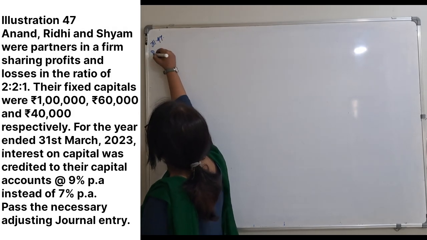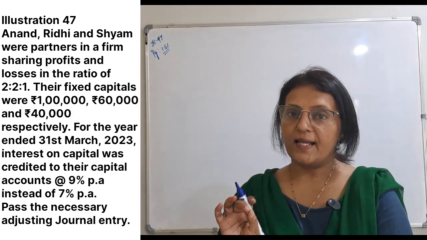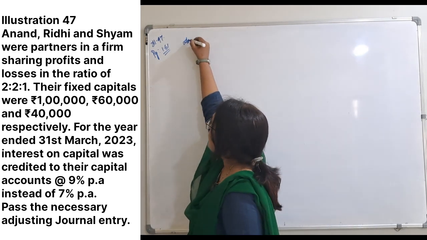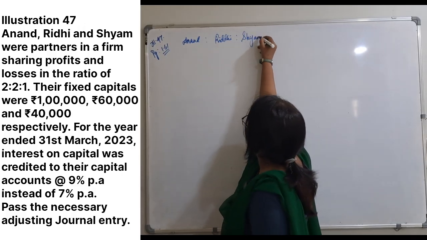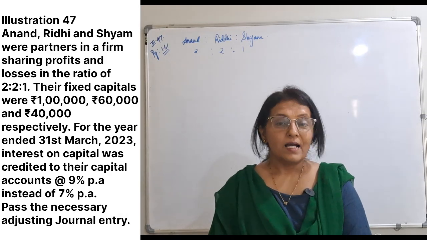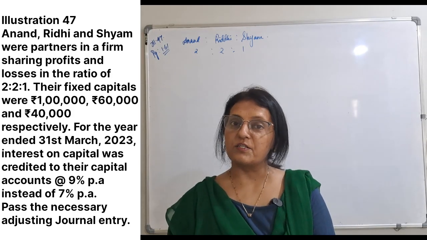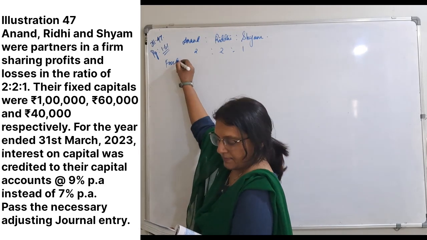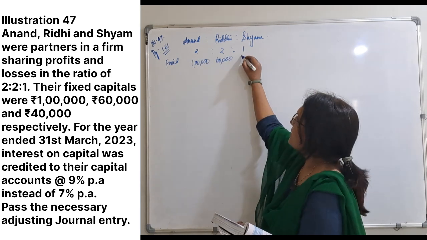Illustration 47, page number 1.61. It says Anand, Riddhi and Sham are three partners in the ratio of 2:2:1. Their share of profit is 2:2:1. Fixed capital. Whenever the capital is fixed, we pass the journal entry through the partners' current account. Their fixed capital is 1,00,000, 60,000 and 40,000.